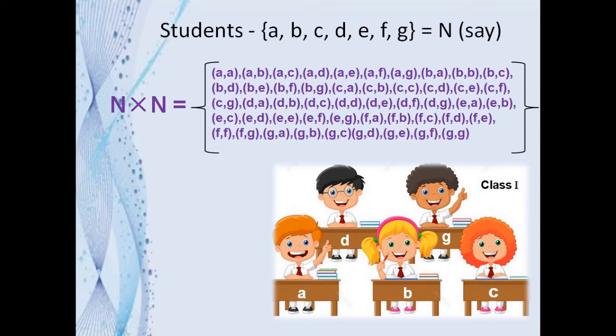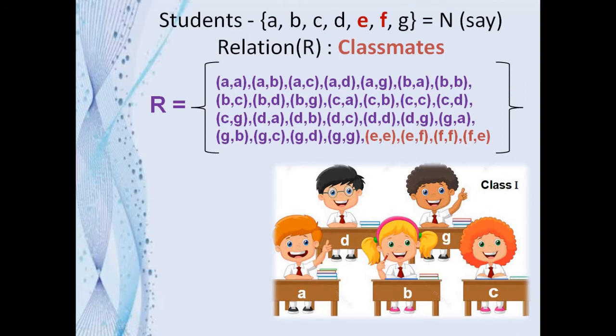Next, we can define a relation on this set, that is classmates. Here the set relation is labeled R. The formation of this set is also very easy. Here the student A is a classmate of himself and the student B is a classmate of herself.